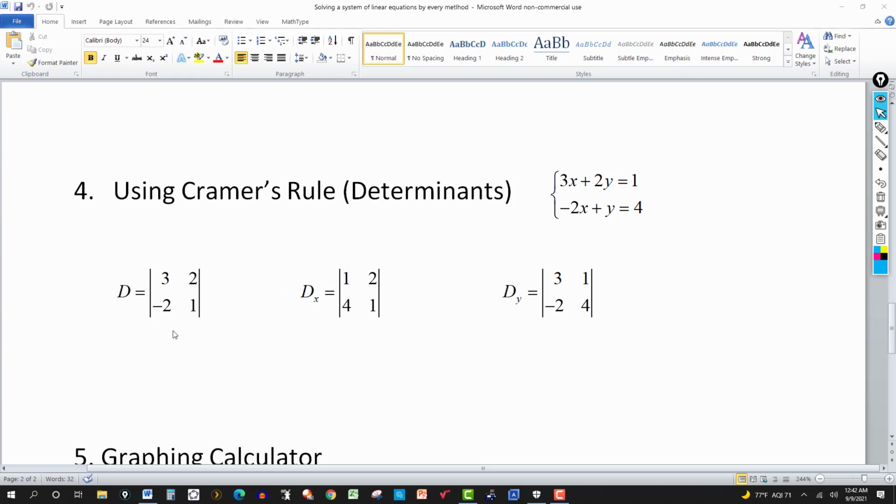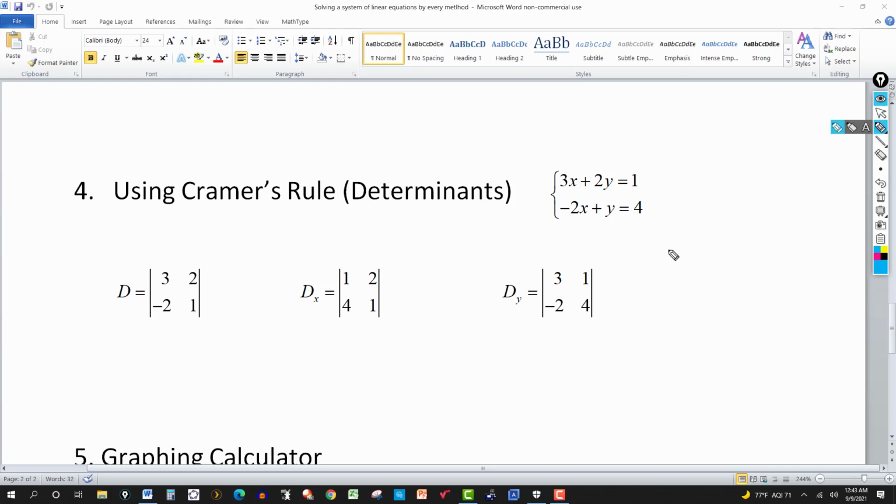It's the same thing as the first one, except the first column is replaced by these constants on the right, 1, 4. The determinant I'm calling d sub y, this is according to Cramer's Rule. Notice the first column is still the same, but because it's a y here, the y column gets replaced by these constants, 1, 4.